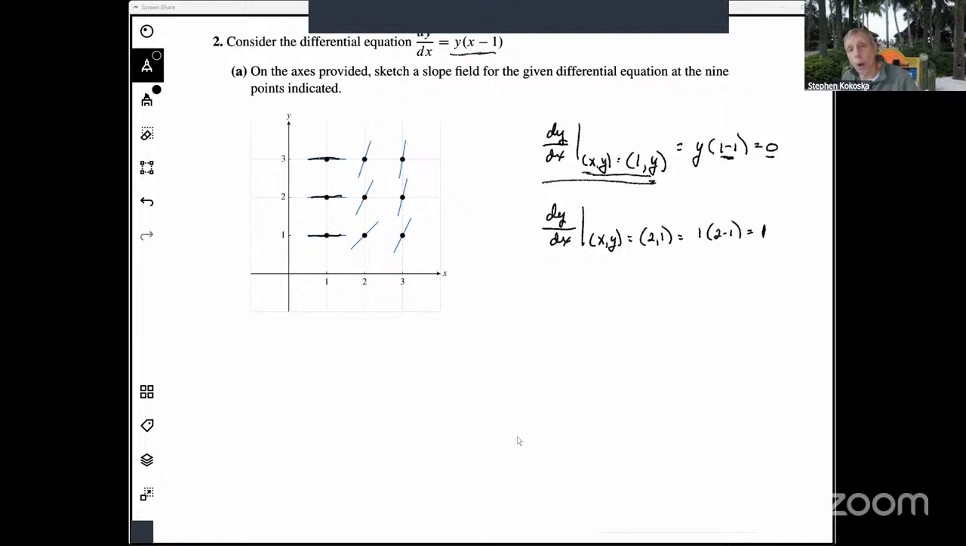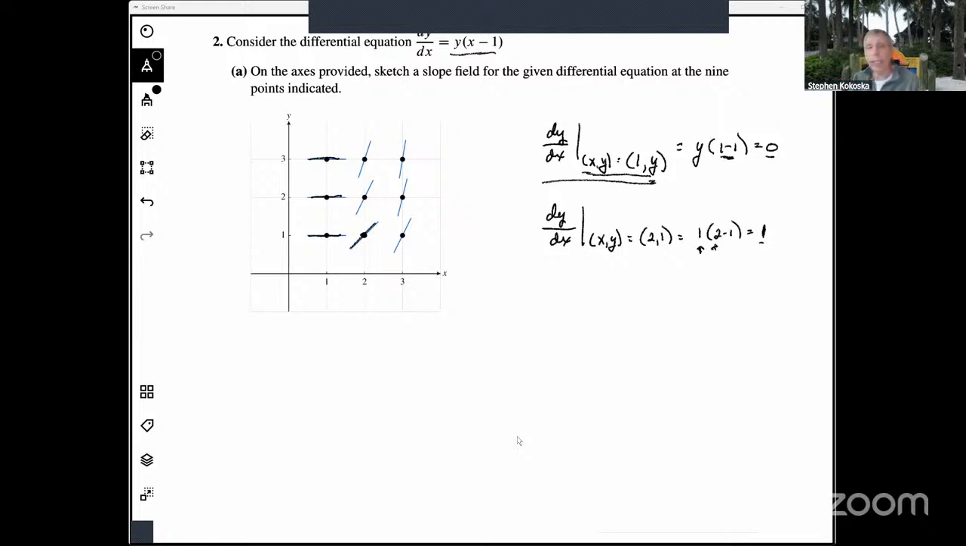Now, I won't do all of these, but let me just do one or two more. So I switched over here to take a look at what happens when x is equal to 2. And let's look at this first point right there. So that has coordinates, I think, (2, 1). So let's see, here's my y value, there's my x value. So that's just a 1. So I do my very best on the axes provided to draw a line segment that has slope 1.